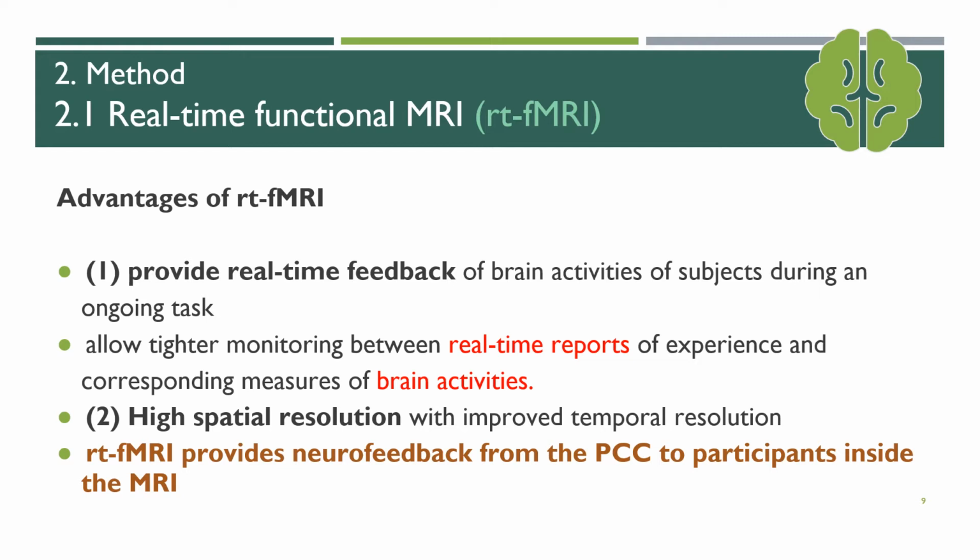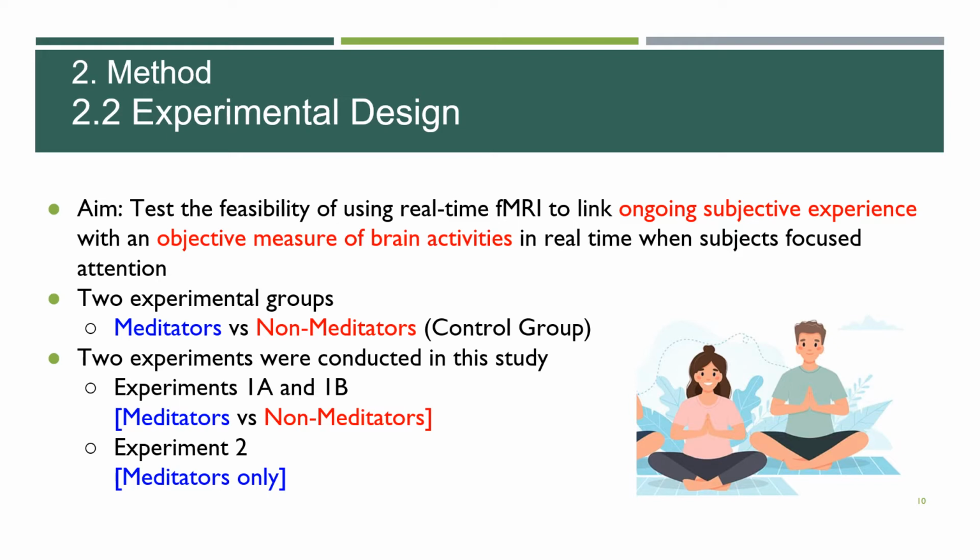In this study, it provides real-time feedback from brain activities of subjects during an ongoing task, and it allows tighter monitoring between real-time reports of experience and corresponding measures of brain activities. In addition, real-time fMRI provides high spatial resolution with improved temporal resolution and is used to provide neurofeedback from the PCC to participants inside the MRI. As mentioned previously, this study aims to test the feasibility of using real-time fMRI to link ongoing subjective experience with an objective measure of brain activity in real time during focused attention.